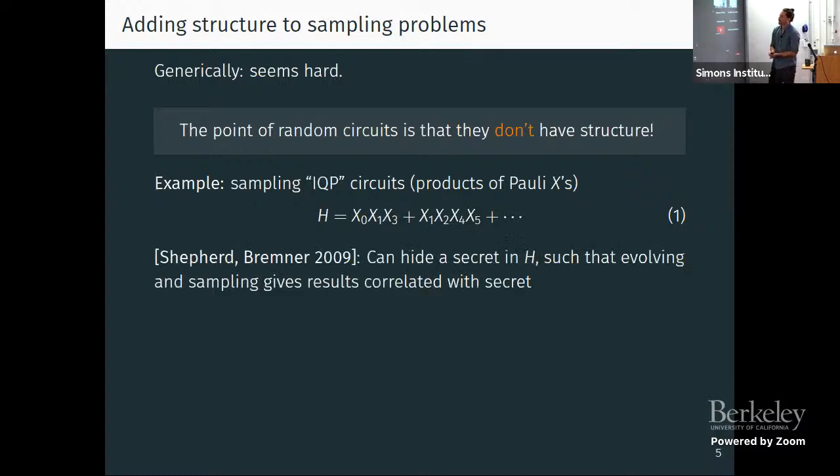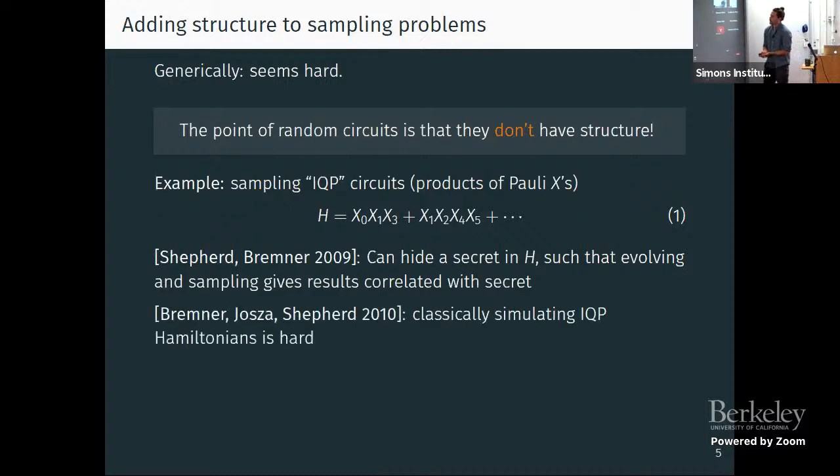Just as an example, there was an idea of sampling IQP circuits, which are Hamiltonians that have this sort of structure where we have just products of Pauli X's on various qubits. And about a decade ago, it was shown that you can hide a secret in this Hamiltonian H such that you evolve for a certain amount of time and then sample the resulting state. And then you're going to get some results that are correlated with this secret. And a little bit later, there were actually a number of papers that showed that classically simulating these Hamiltonians is hard, and average case complexity is just as hard as worst case and things like that.